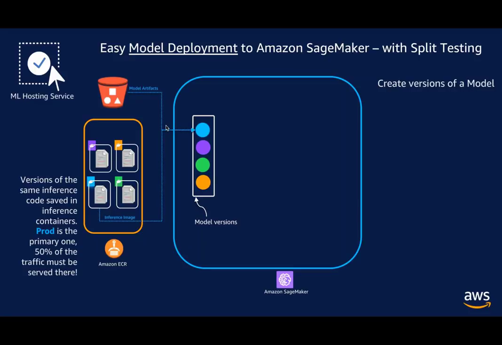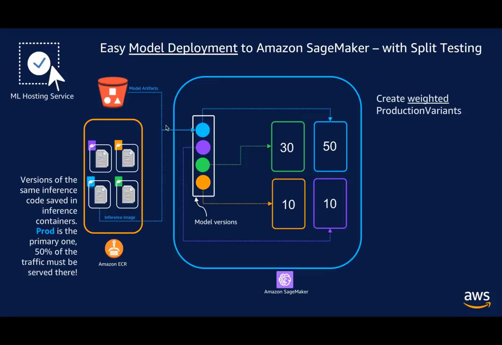Within Amazon SageMaker, there are a few concepts that you can use to implement split testing, and SageMaker makes it super easy to do that. From those model versions, you can create weighted production variants. Production variants are instances of the different model versions, and they're weighted based on how much traffic you want to load balance to those production variants.